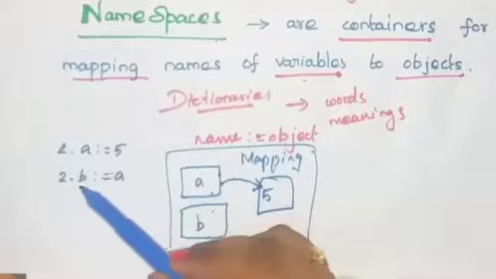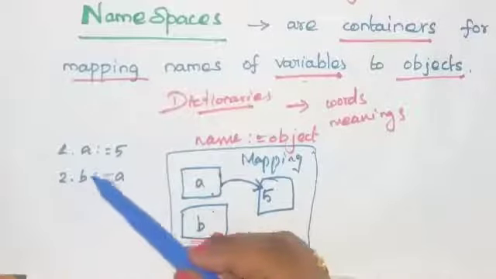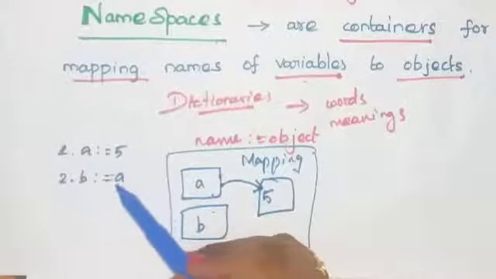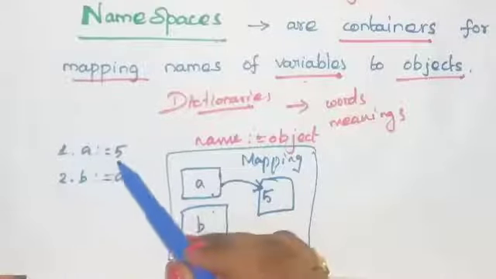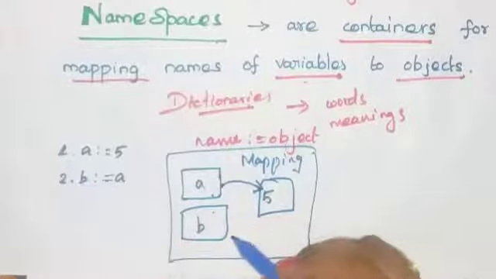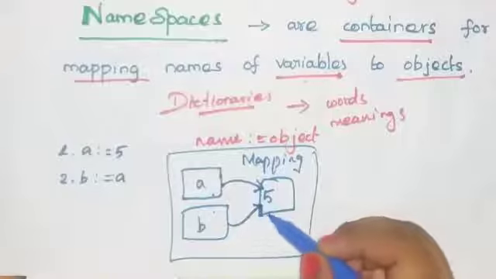In the second statement, B is equal to A. What does it mean? What is the value of the B variable? It is the value of A. So what is the value of A? A is 5. So what is the value of B? B is also 5. So B is also bound to the same integer value as A, which is 5.